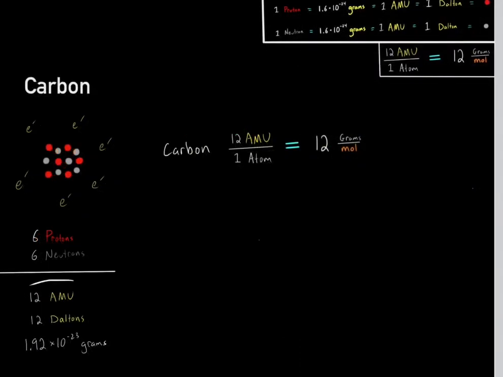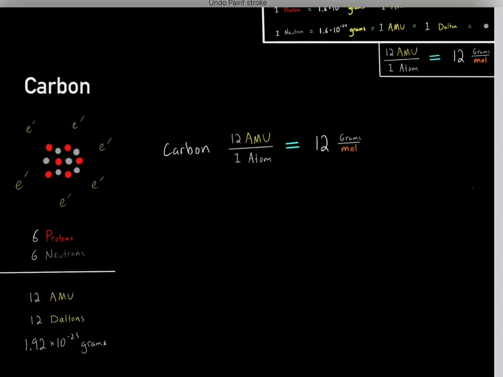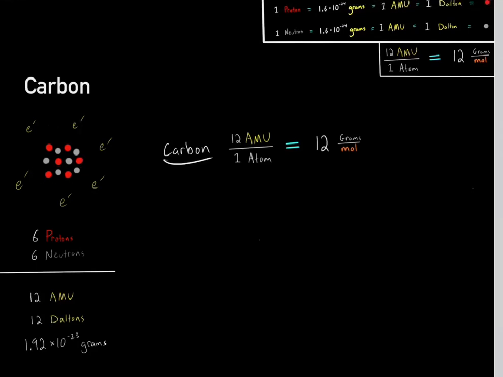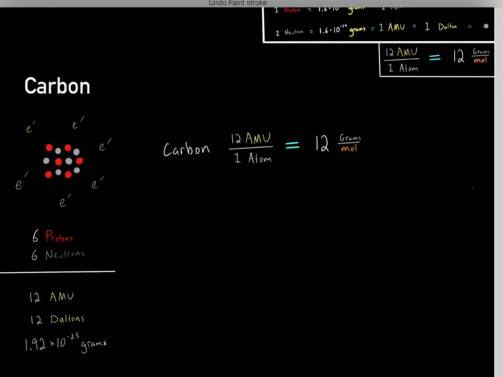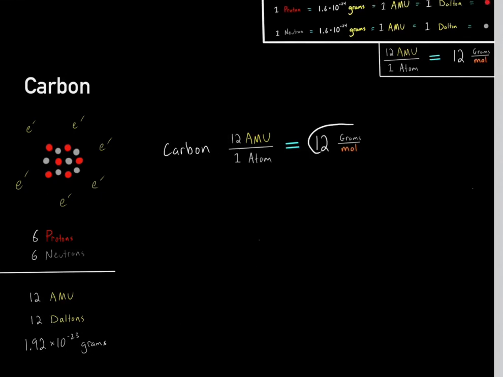So remember, there are 12 atomic mass units per 1 atom of carbon. So again, for carbon, there are 12 atomic mass units per 1 atom of carbon. So therefore, there are 12 grams per 1 mole of carbon.